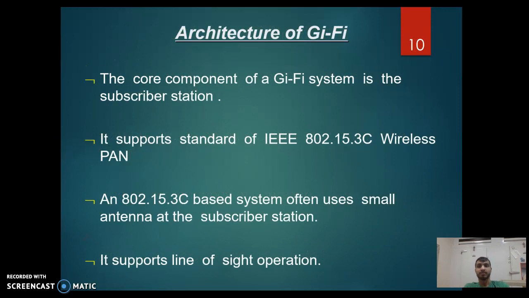Architecture of G-Fi. The core component of the G-Fi system is a subscriber station. It supports the IEEE 802.15.3c wireless PAN standard. This standard-based system often uses a small antenna for the subscriber station, and it also supports line of sight operation.